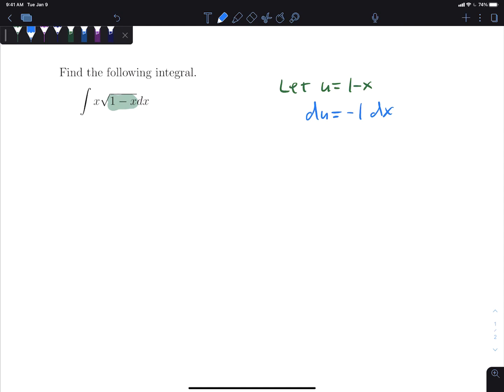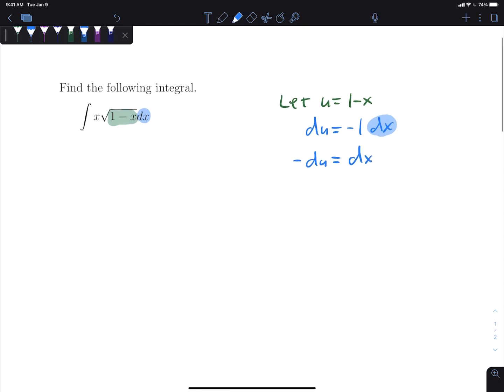Now, here's the thing. We actually haven't accounted for everything. Over here, I have the dx and I have the dx here, so I can multiply by negative 1 on both sides, making negative du equal to dx. And that would work perfectly fine, for the dx at least. Notice though that I still haven't accounted for this x.